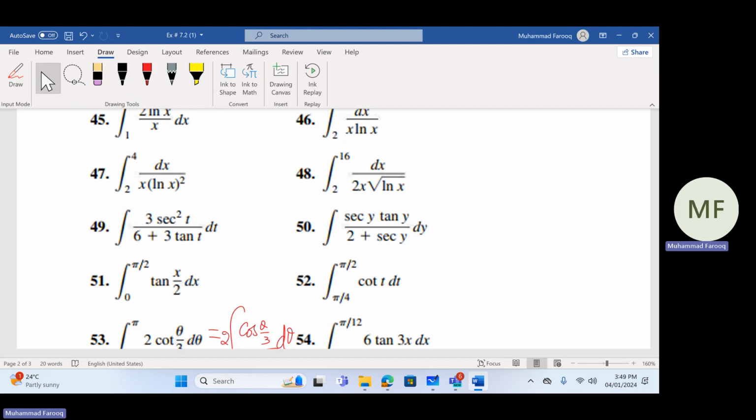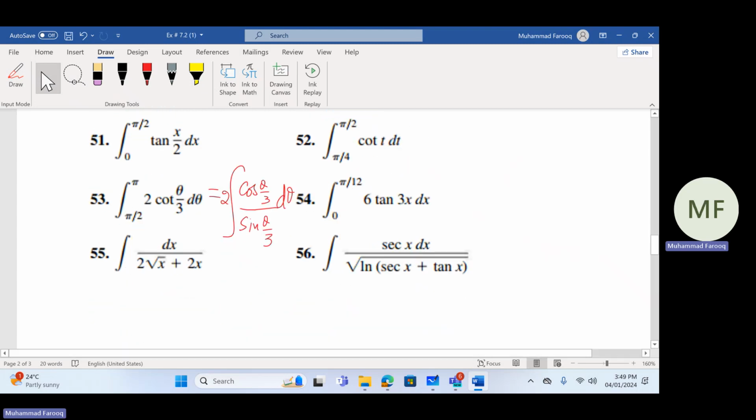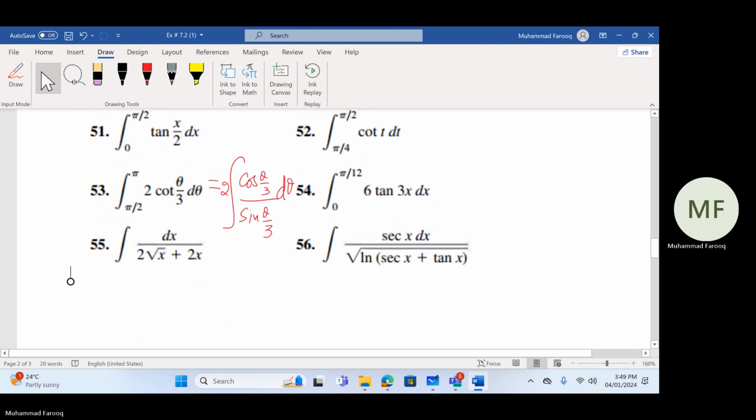Okay, before the break, we'll think about this integration part. I have just observed one question here. So I think you should... 55%, please. Please try. Please simplify. Try to integrate this one, please.